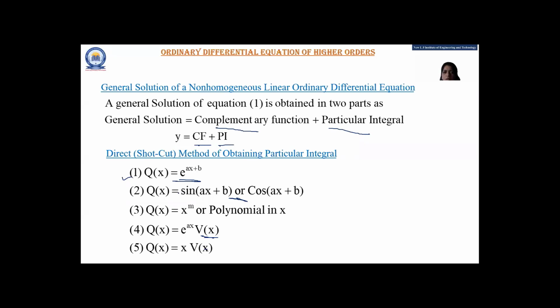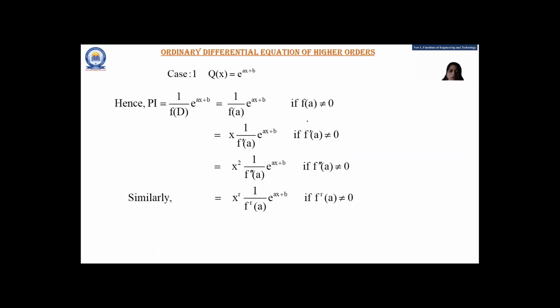Today we are going to discuss first our case 1, right? So let's start case 1. Here Q(x) is e raised to ax plus b, right? So you know about the solution of the CF, which we learned in our previous lecture. And for PI, the second solution, it is 1 upon f(D) into e raised to ax plus b. This is the formula.